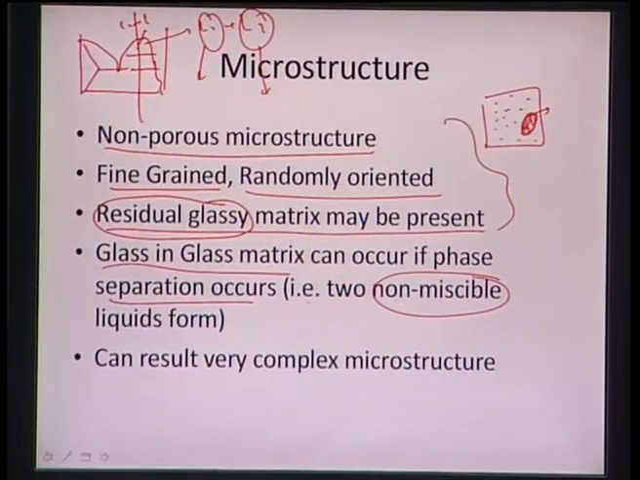But again this can lead to very complex microstructures, because once we try to heat treat them, it can even lead to very complex microstructure. So I will take a break here. We can see that we can have a variety of microstructures which can generate depending on the processing technique.